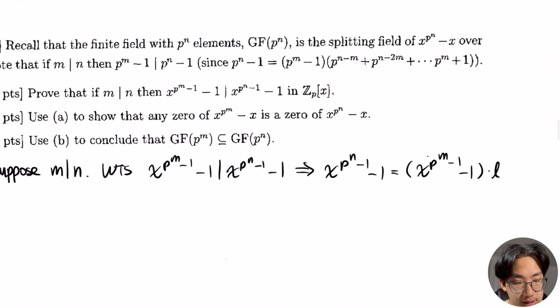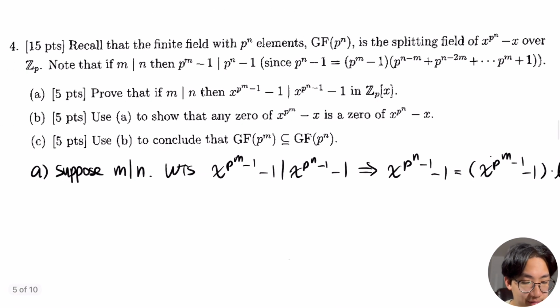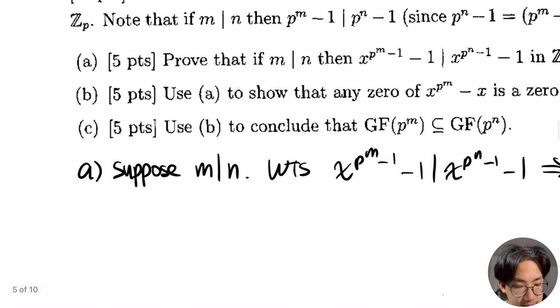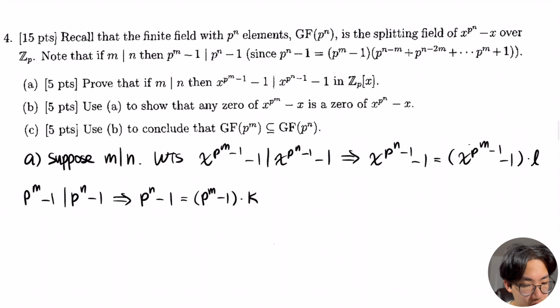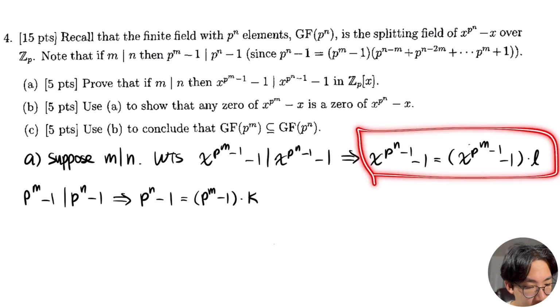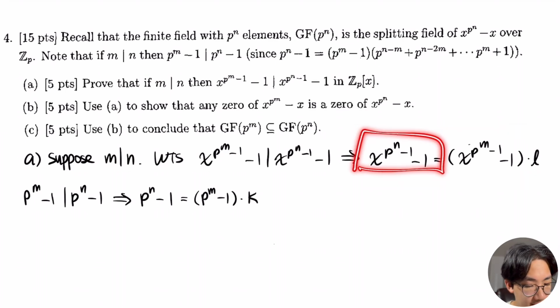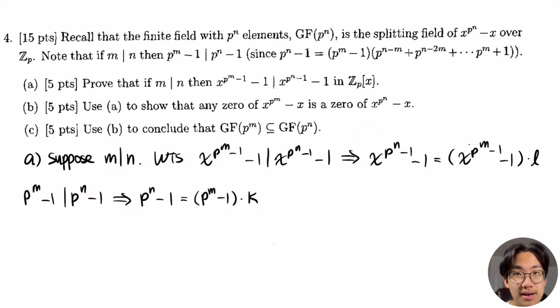In addition, we can use the hint or the useful note over here that if m divides n, which again we are supposing is true, we then have this result over here. So p to the m minus 1 divides p to the n minus 1. And of course, we can expand it in a very similar fashion. So p to the n minus 1 is just a multiple of p to the m minus 1. So let's say multiplied by k. So from here now, because we're eventually trying to show that this equality here is true, we can start with this and make use of this right over here and proceed from there.